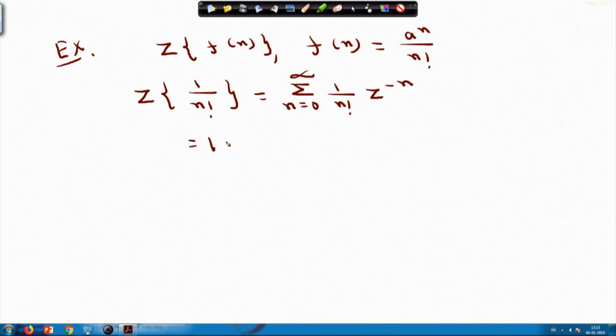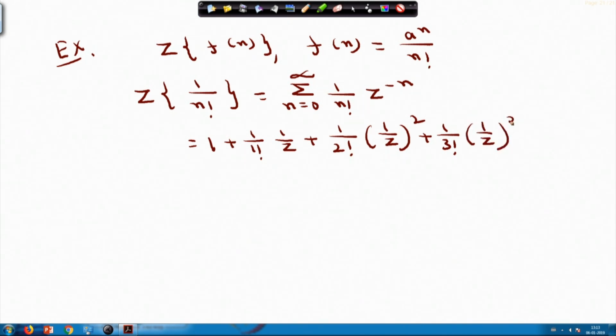If I expand the series, I will obtain 1 plus 1 by factorial 1 into 1 by z, plus 1 by factorial 2 into (1 by z) whole square, plus 1 by factorial 3 into (1 by z) whole cube, and it will continue this way. If you see closely, this series is nothing but e power 1 by z. If I make the expansion of e power 1 by z, I will obtain this series. This equals capital F of z, say. Therefore, the z transform of 1 by factorial n is nothing but e power 1 by z.